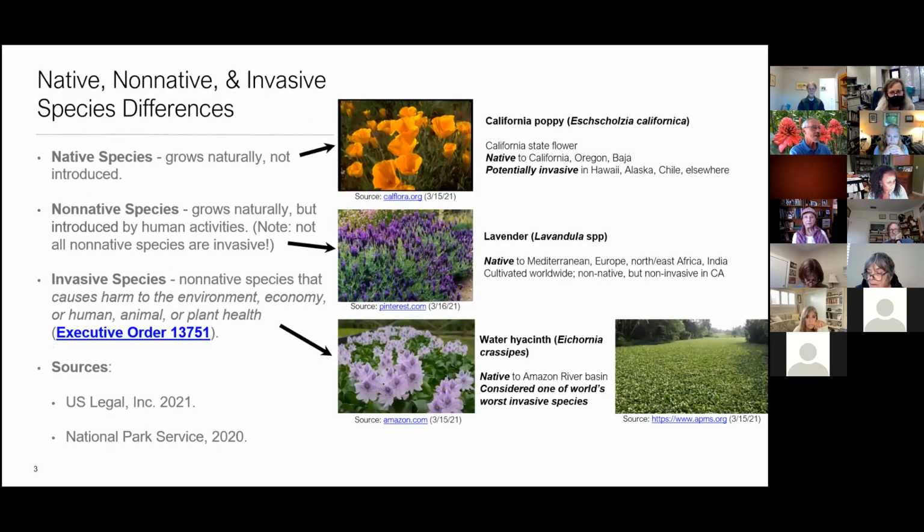So to get started, native species are species that grow naturally. They're not introduced. A good example is our California state flower, the California poppy.